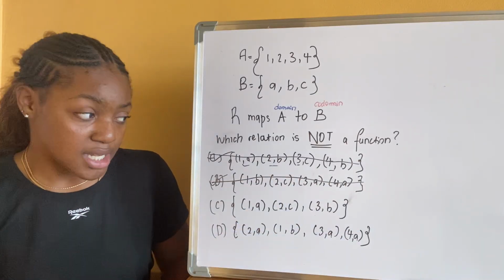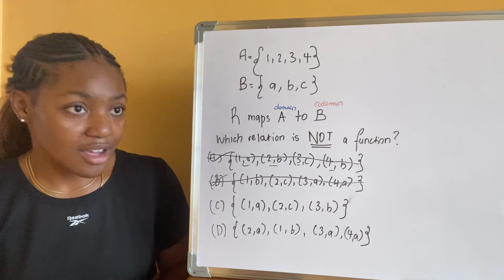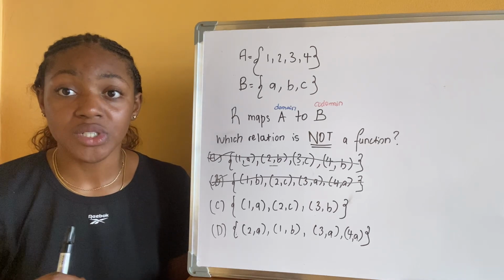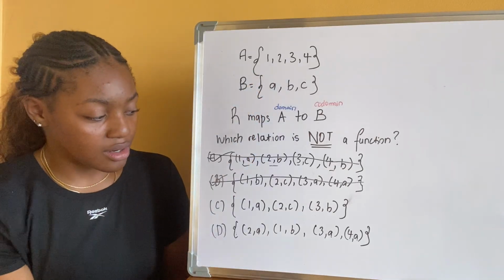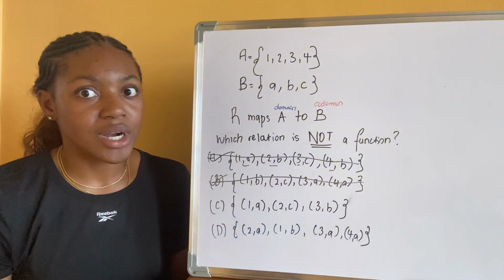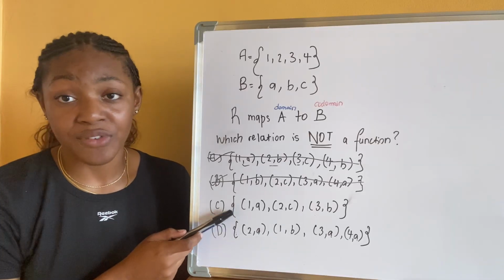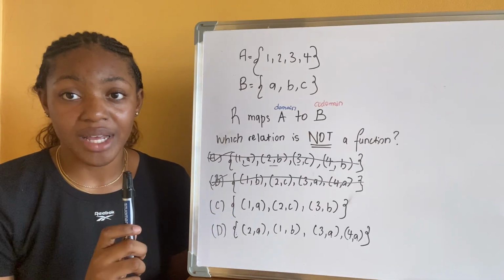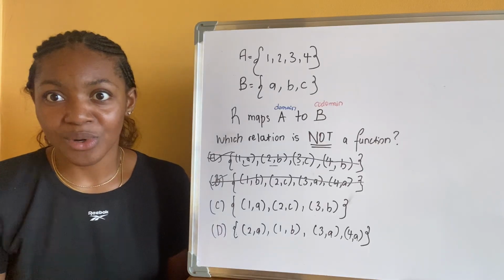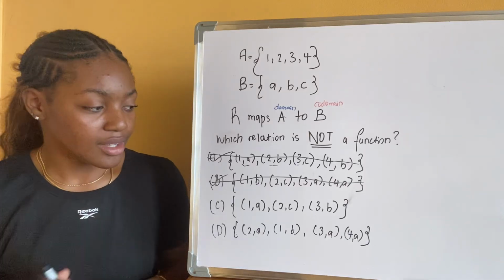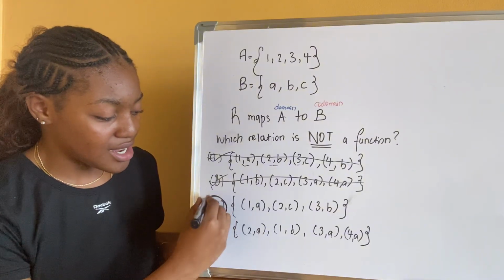We move down to option C. So we have 1a, 2c, and 3b. First, we have to check if all the elements of the domain are being mapped onto a y value. This is our domain: 1, 2, 3, and 4. We have 1, we have 2, and we have 3. Where's 4? Since 4 is not being mapped to a y value, that means that this is not a function, because a function has all the elements of the domain being mapped to codomain elements. So since this is not a function, this would be our answer.